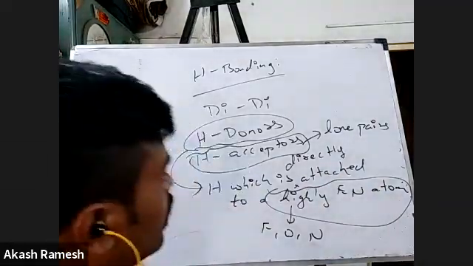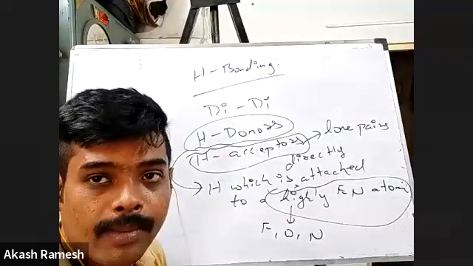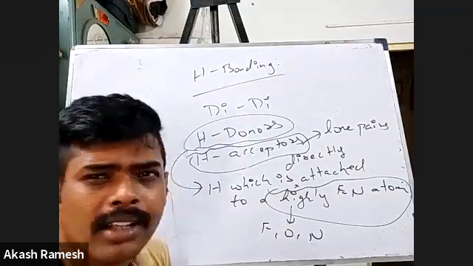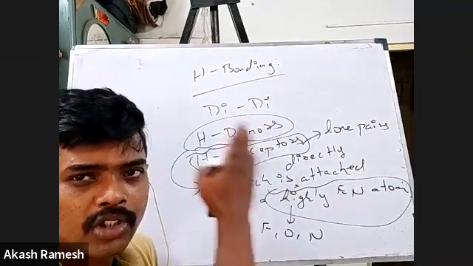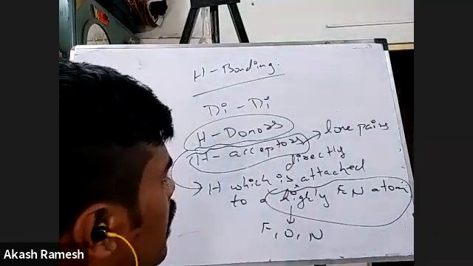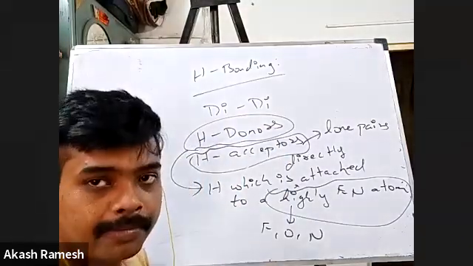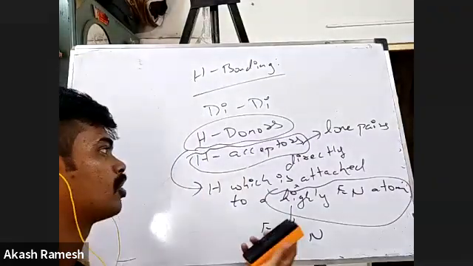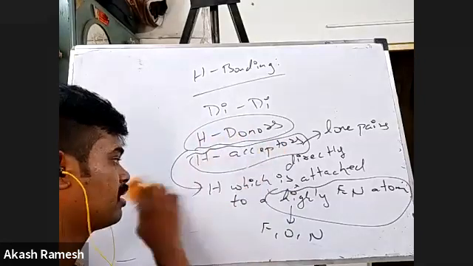So anyways, these are the requirements for hydrogen bonding to happen. We'll see how exactly it happens. There is nothing new to understand. If you have understood your dipole, it is exactly going to be the same. We'll take the example of water and we'll see how it is happening. So hope you understood the concepts of hydrogen donors and hydrogen acceptors.